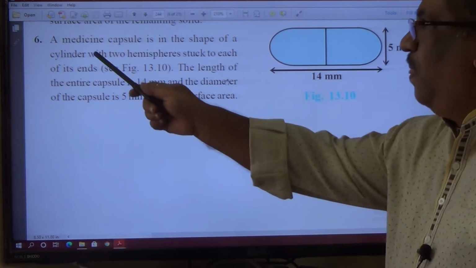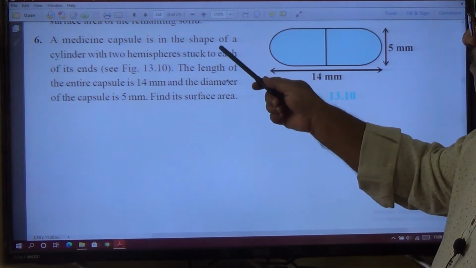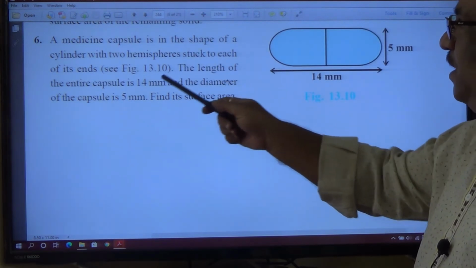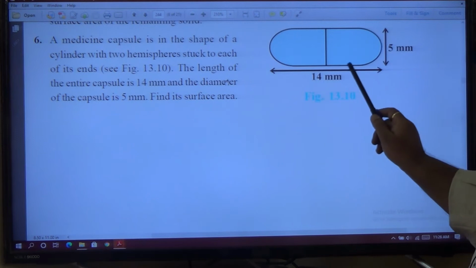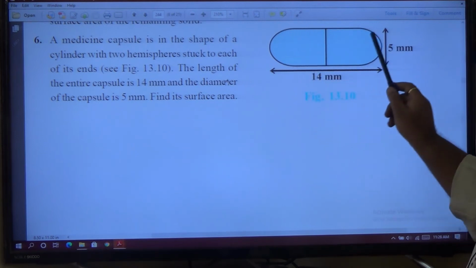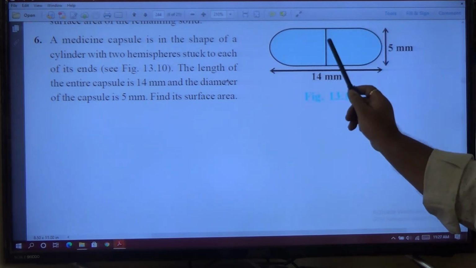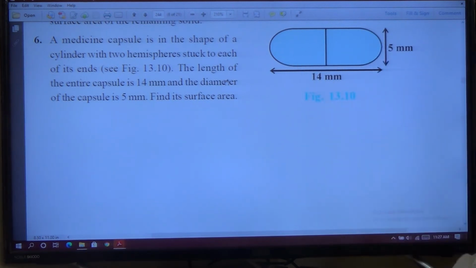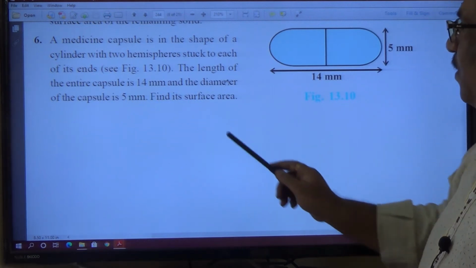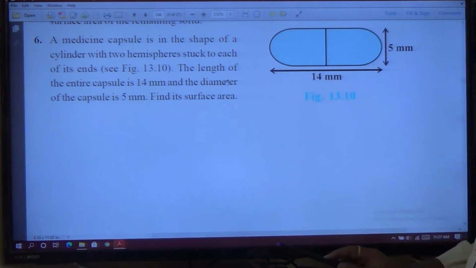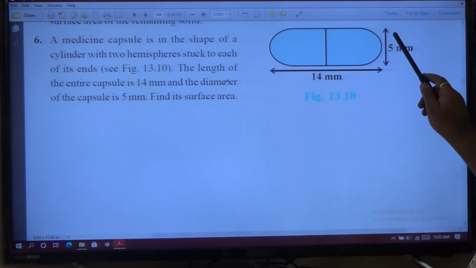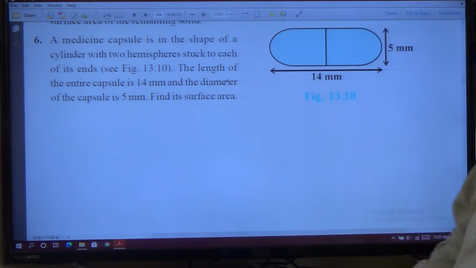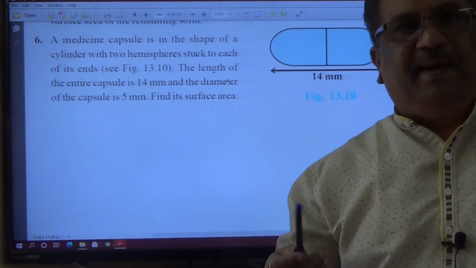Question number 6. A medicine capsule is in the shape of a cylinder with 2 hemispheres stuck to each other, each of its ends. This is a cylinder here and two hemispherical pieces are stuck to this cylinder. So this is a cylinder, this one and this one hemisphere. The length of the entire capsule is 14 millimeter, from here to here 14 millimeter, and the diameter of the capsule is 5 millimeter. Find its surface area. The total surface area of this assembly is what we have to find out. That is the total surface area of the capsule.